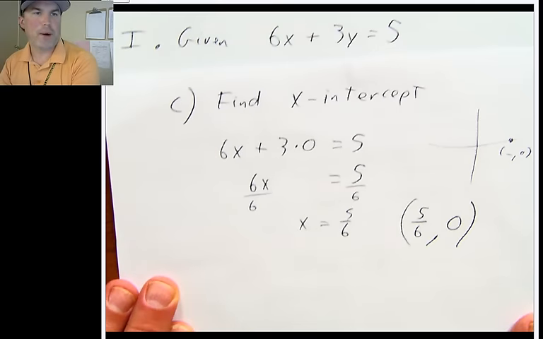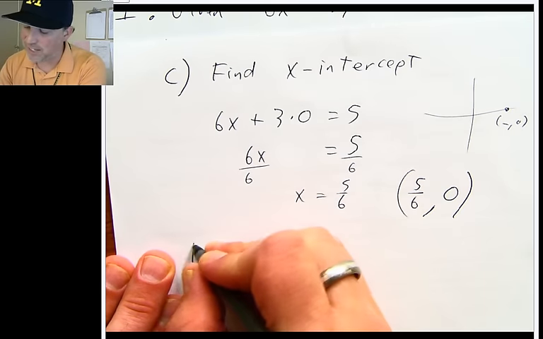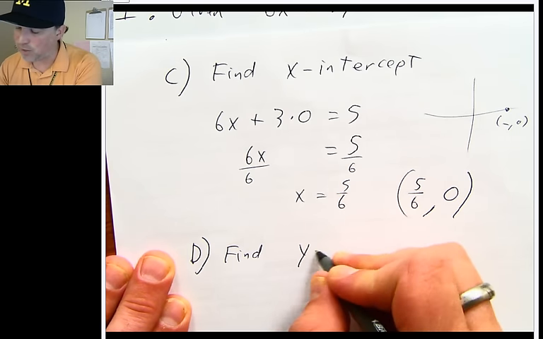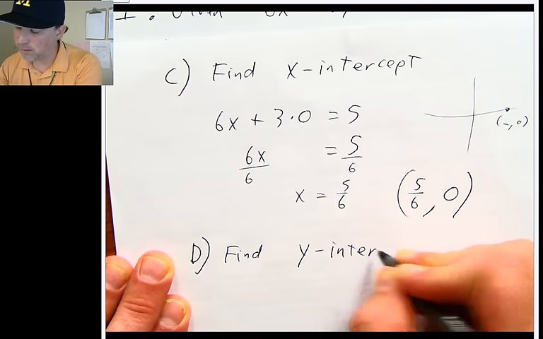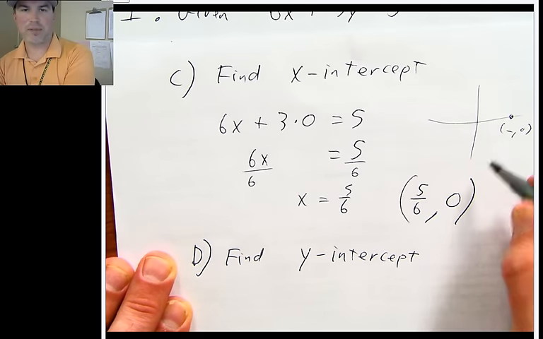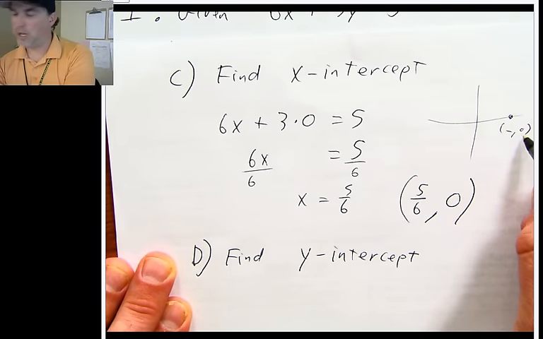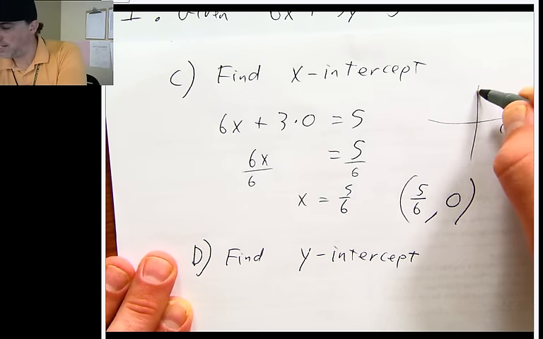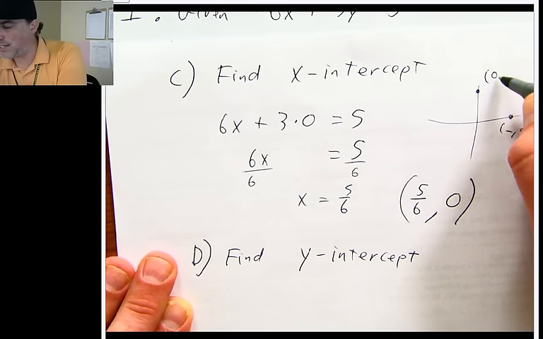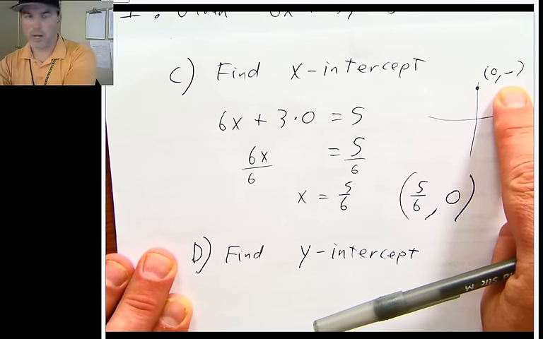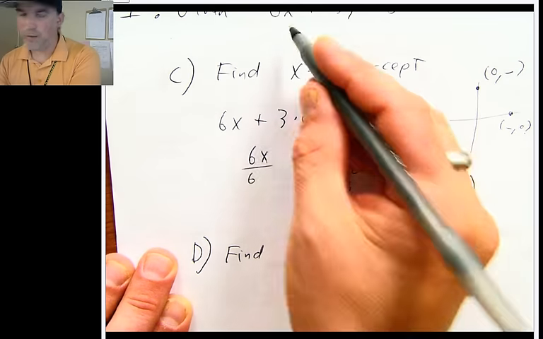Now I'm going to move right into part D, and then I'm going to connect part C and D together. Part D is to find the y-intercept. Now, if the x-intercept is when the y value is 0 on the x-axis, the y-intercept would be a point on the y-axis, and every point on the y-axis has a 0 for x, and then some y-coordinate. So I'm going to plug in 0 for x in this case.